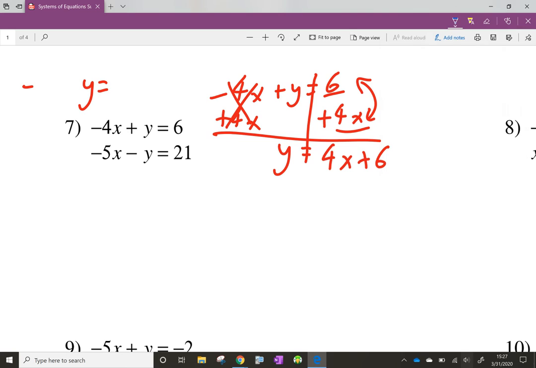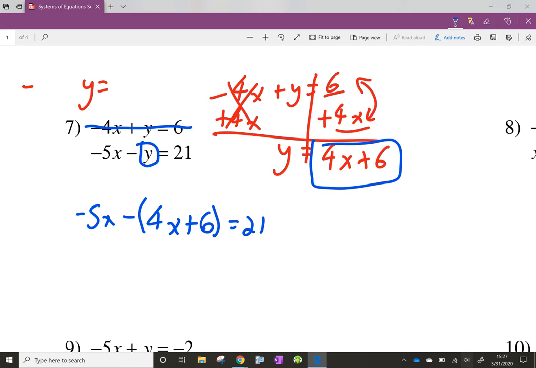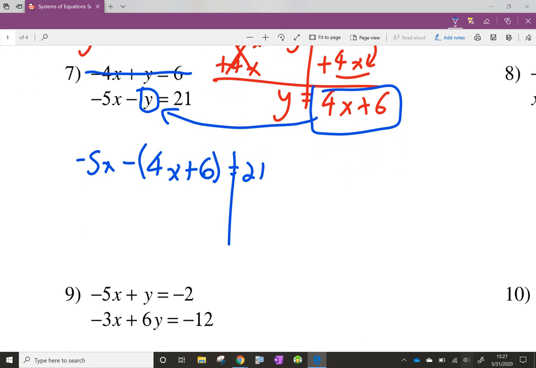But let's get back to the problem. We have y is equal to 4x plus 6. So since we used this equation, we're going to plug this value of y into the other equation. We're going to plug it in here. So here's what that would look like. We would have -5x minus, and then in parentheses, 4x plus 6, equals 21. So we've got that plugged in for y. And now we just have to simply solve it. Now you have to be careful again because of that negative.